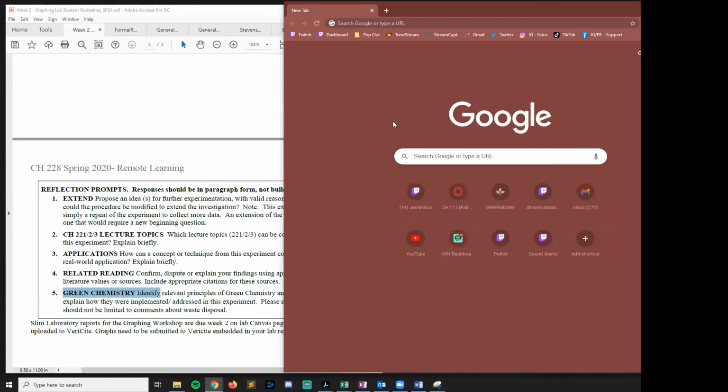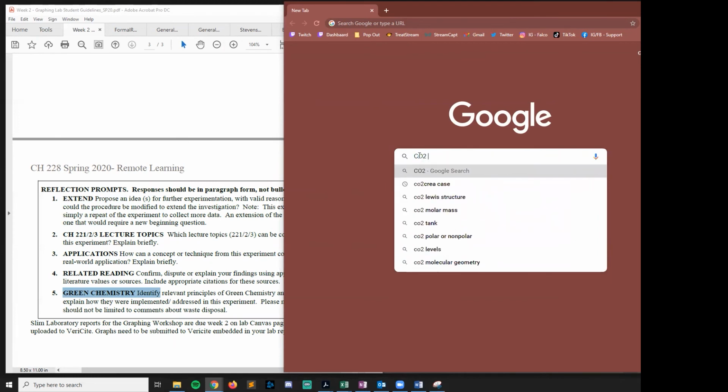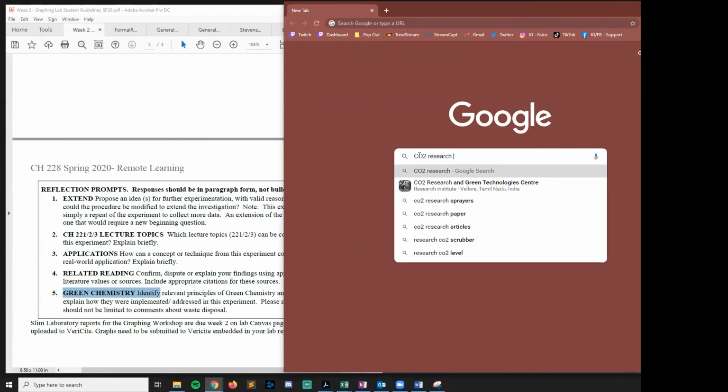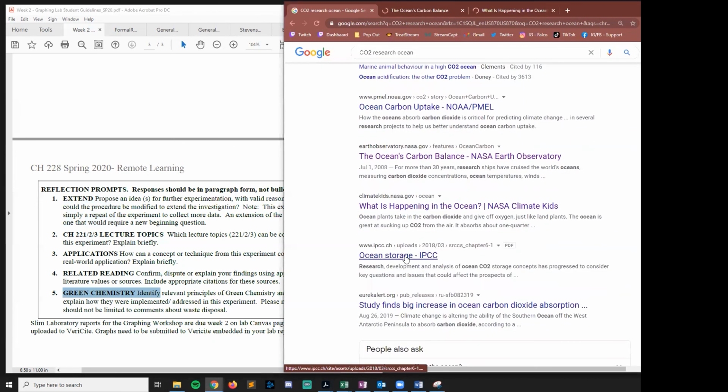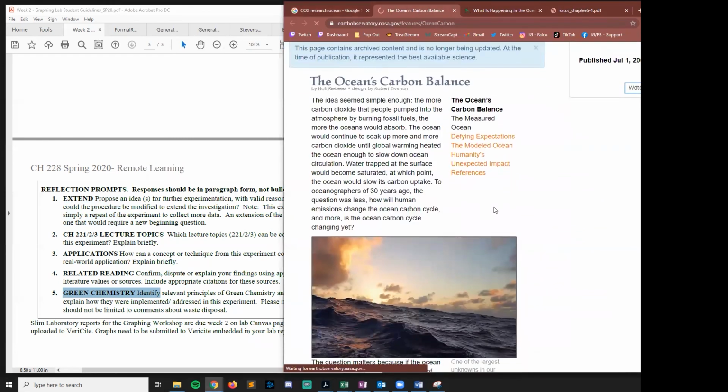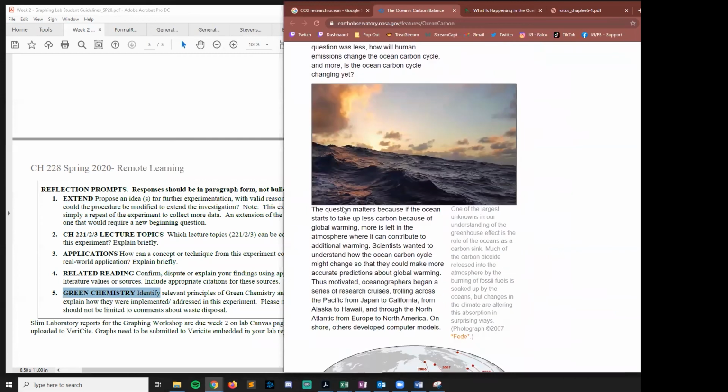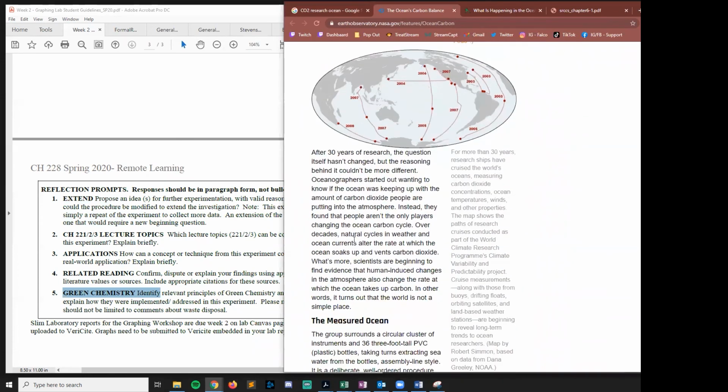So, if I was going to try to figure out an extend here, maybe I would even just Google, research ocean, right? And maybe just start looking like, well, I don't know, what are people doing? And this should only take you like 5-10 minutes, right? Just to kind of get an idea. I wouldn't go too heavy into scientific journal articles because that's going to take you a long time to read. But maybe you can look at, okay, NASA's saying something about oceans carbon balance, what's happening to the oceans. Maybe just like pop a few of these open, just kind of skim around to see, you know, okay, what are they talking about here?